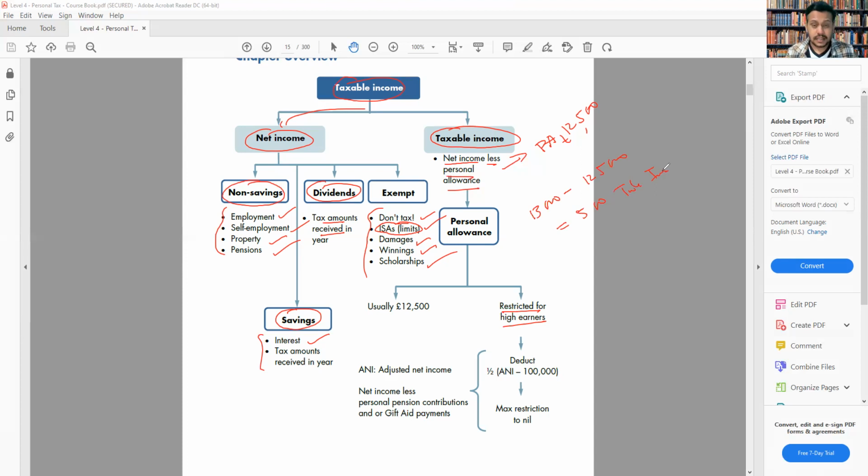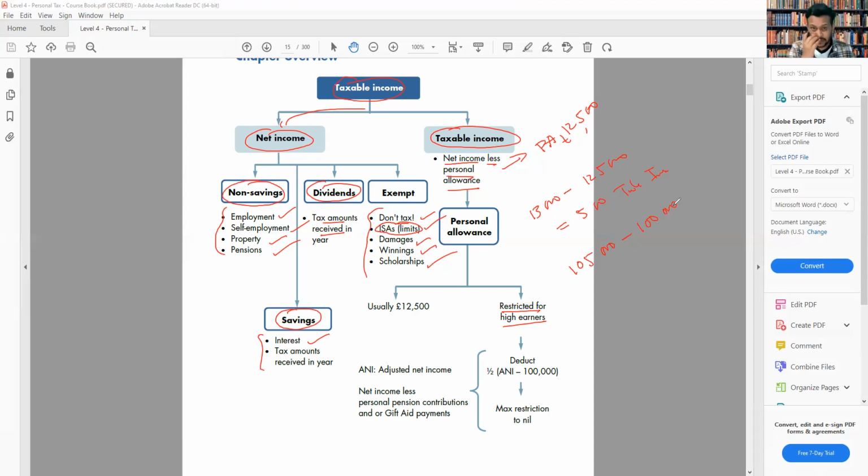But if my income is over 100,000, then my personal allowance will be reduced by 50% for every £1. Let's say my income is 105,000. Up to 100,000, my personal allowance remains 12,500. But if it is over 100,000, then my personal allowance will be reduced. For every £2, it will be reduced by £1.